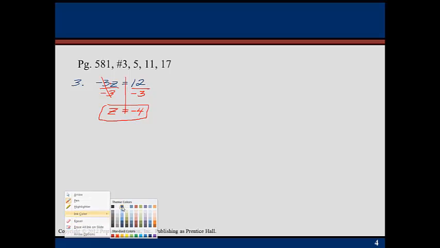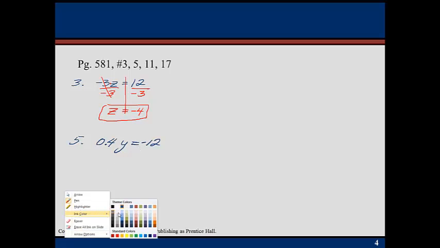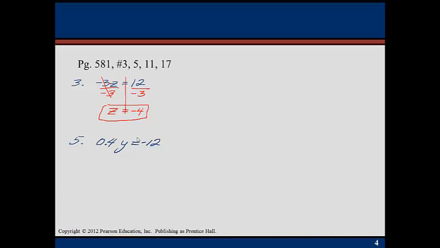Alright, number 5. For number 5, it says 0.04y equals negative 12. And again, we're solving for the variable. This time it's y. So we're going to draw the line down the equal sign. And then the number we need to move is 0.4. It's multiplying y. Therefore, we're going to divide both sides by 0.4. And you get y equals negative 30.